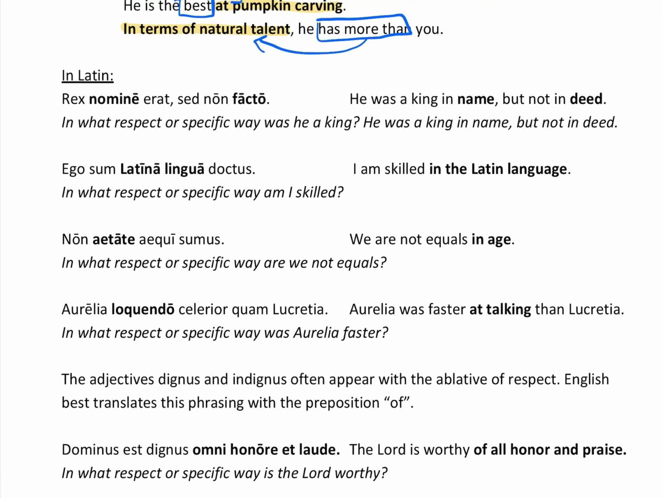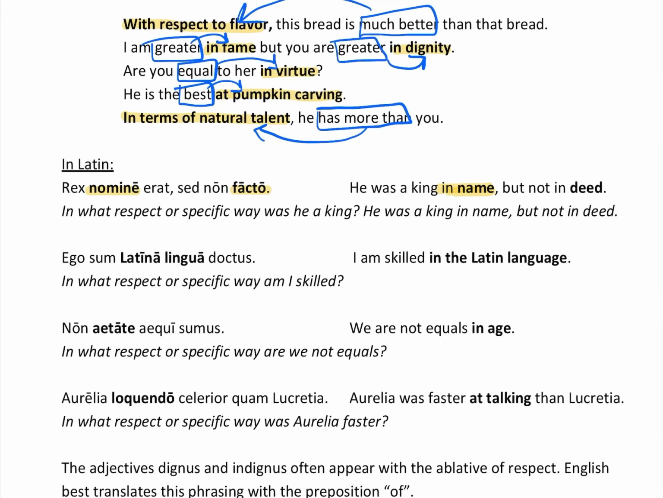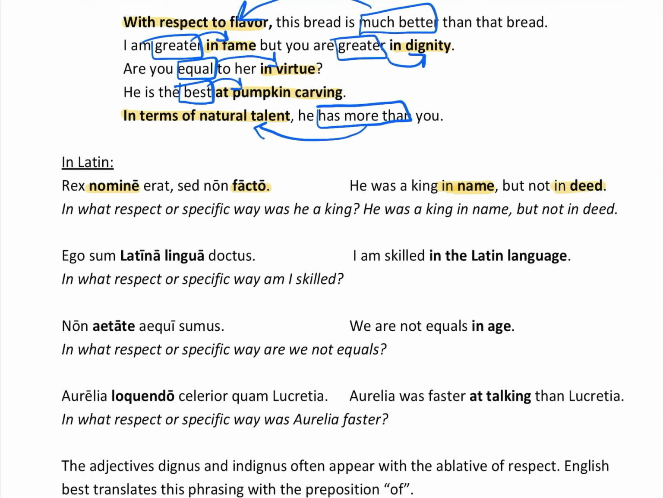Rex nomine erat, sed non facto. So what we're going to look at here is what are the words that are in ablative form. They don't have a preposition. Why? He was a king in name. Remember, one of the ways that we can do it was with in name, but not in deed. And I didn't highlight the in here as the ablative because remember there is no preposition in the Latin, but there would be in the English. So in what specific respect or specific way was he a king? In name, but not in deed. That's the truth. It's telling me why something is true.